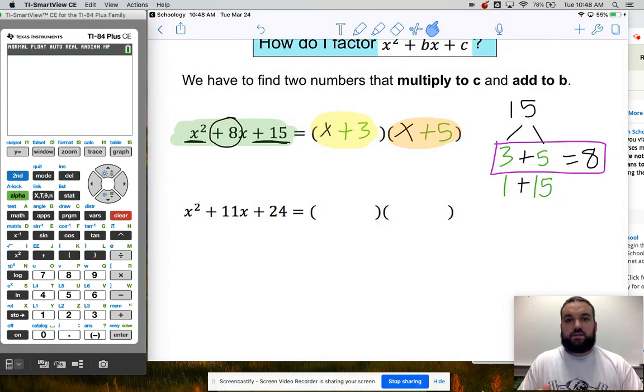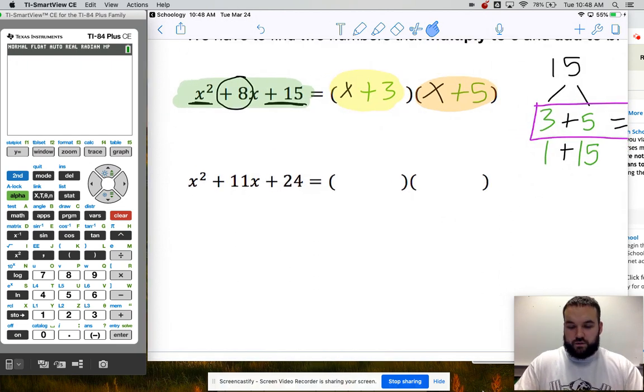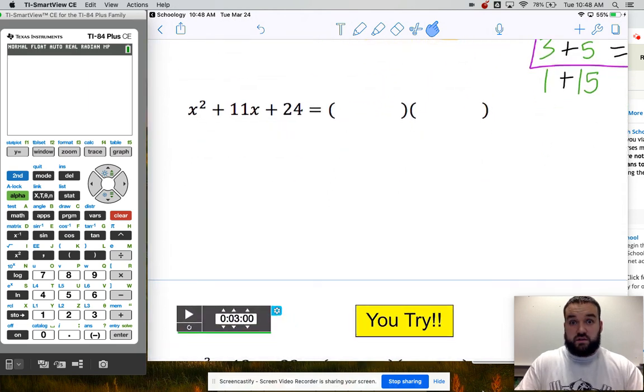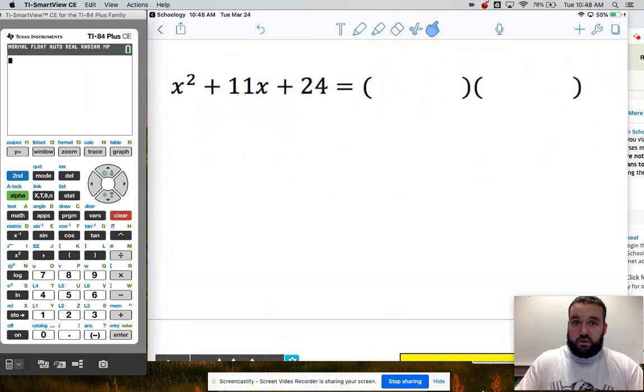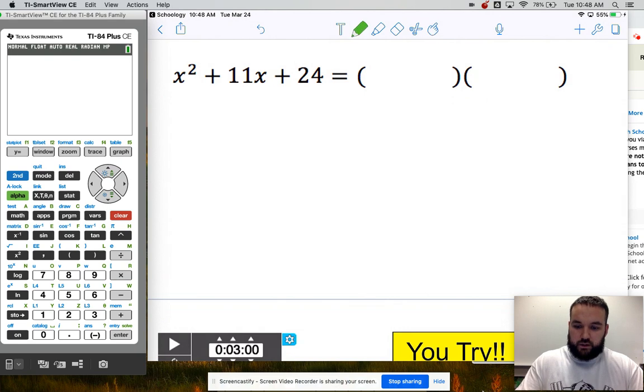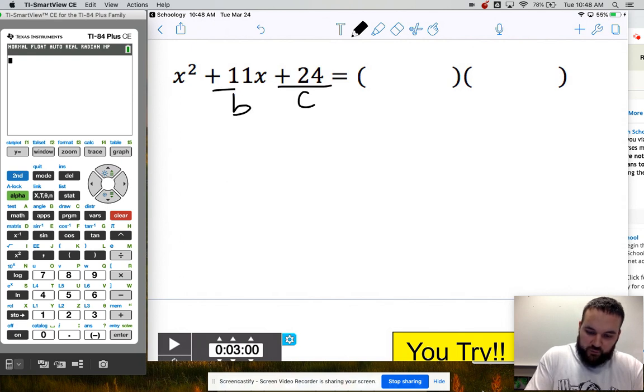So we have successfully undistributed, or factored, that trinomial. Okay. I know that first one was kind of a lengthy explanation, but I wanted to make it clear what we're doing, because we're going to be doing it a lot between the rest of chapter 8 and then into chapter 9. So here I have a c value of positive 24 and a b value of positive 11.